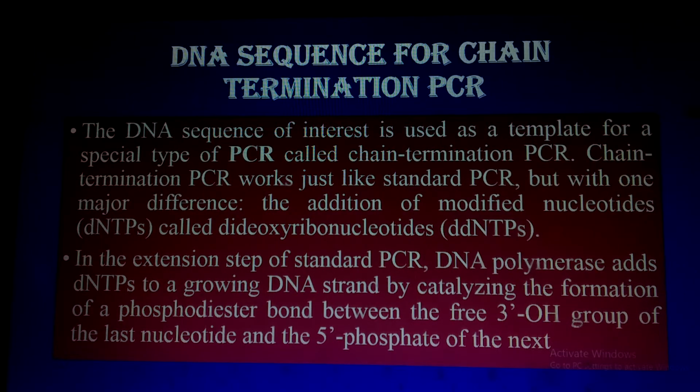So in the extension step of the standard PCR, DNA polymerase adds dNTPs to a growing DNA strand by catalyzing the formation of the phosphodiester bond between the free 3' hydroxyl group of the last nucleotide and the 5' phosphate of the next. Is it clear? So this is the simple mechanism in which the nucleotides unite with each other and form the phosphodiester bond. But what will happen when a ddNTP is attached to the DNA template during the chain termination PCR?